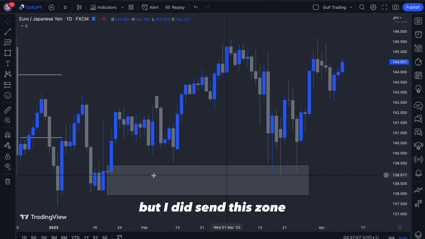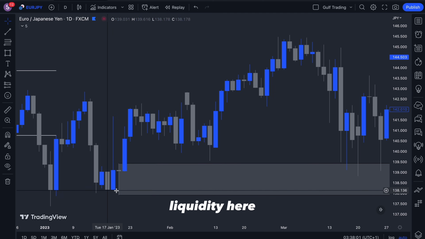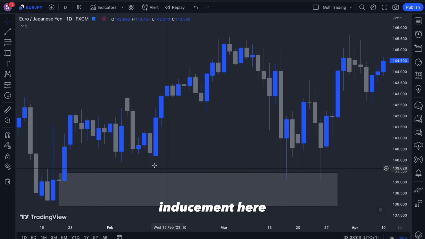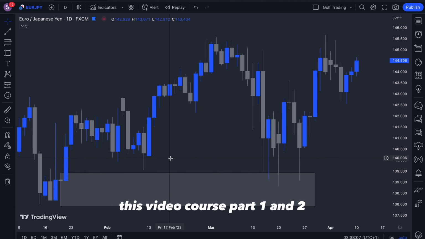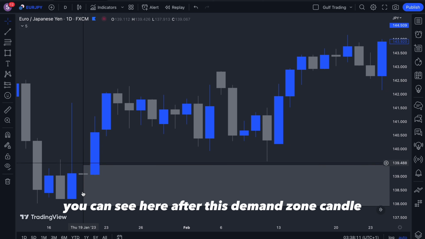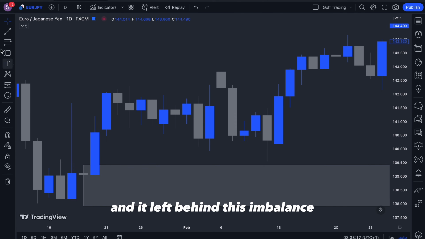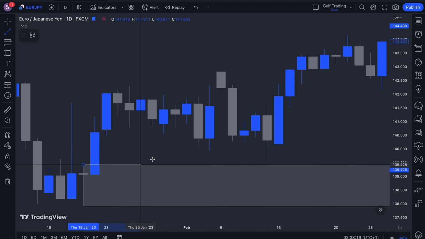An example of where I use this: I sent this zone to the Discord ages ago. The reason I chose it, first of all, looking back at the other parts, it took out liquidity here. You can see there was inducement here, that's what this video calls parts 1 and 2. And then there was imbalance. You can see here, after this demand zone candle was confirmed by the huge engulfing bullish candle, it left behind this imbalance here.